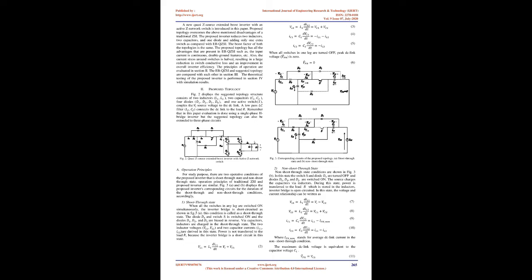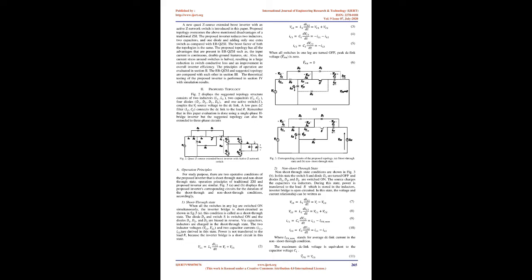Fig. 1 shows EB-QZSI with continuous input current configuration. To get a high boost factor, both [9] and [10] use 4 inductors and 4 capacitors, due to which it becomes bulkier and heavier, leading to an increase in converter cost. A new Quasi-Z-Source Extended Boost Inverter with an active Z-network switch is introduced in this paper.